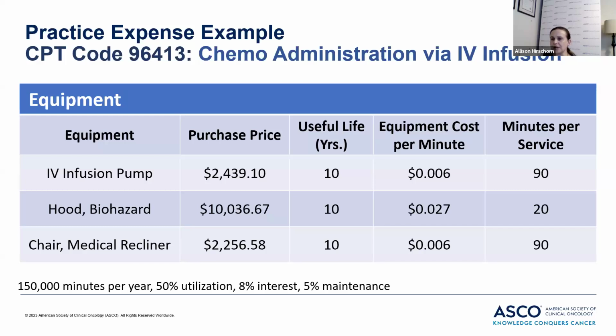The useful life for each of these pieces of equipment is 10 years. Then, for each item of equipment there is a corresponding number of minutes. An infusion pump and chair is used for 90 minutes per session, while the biohazard hood is used for 20. The minutes per year is calculated assuming continuous usage over the year, about 150,000 minutes. Then also applied to these numbers is an interest rate based on a sliding scale, and that number varies based on whether the useful life is under or over 7 years. And lastly, a maintenance factor is accounted for in the calculation.